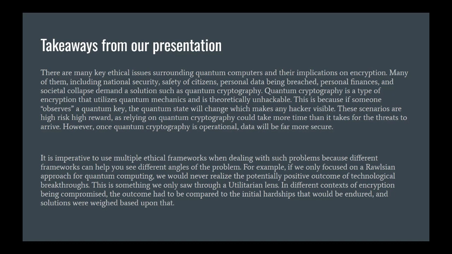It is imperative to use multiple ethical frameworks when dealing with such problems, because different frameworks can help you see different angles of the problem. For example, in our case, if we only focus on a Rawlsian approach for quantum computing, we would never realize the potentially positive outcome of technological breakthroughs. This is something that we only saw through a utilitarian lens. In different contexts of encryption being compromised, the outcome had to be compared to the initial hardships that would be endured, and solutions were weighed based upon that.